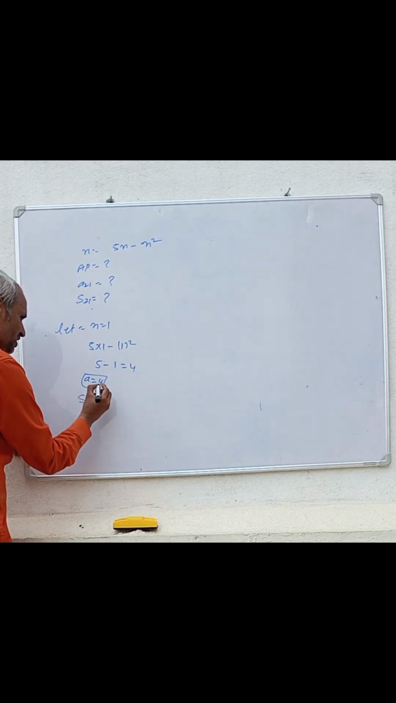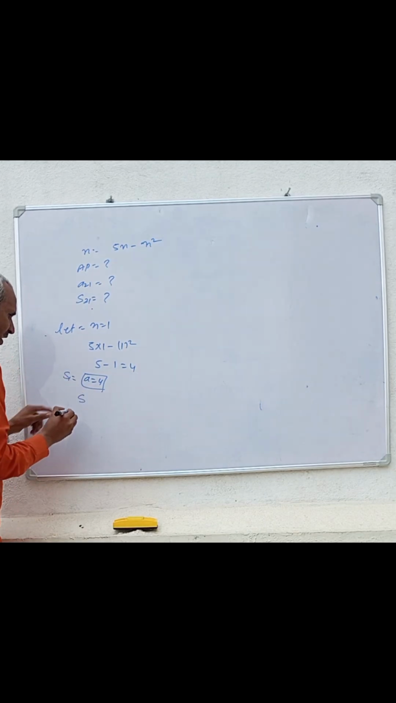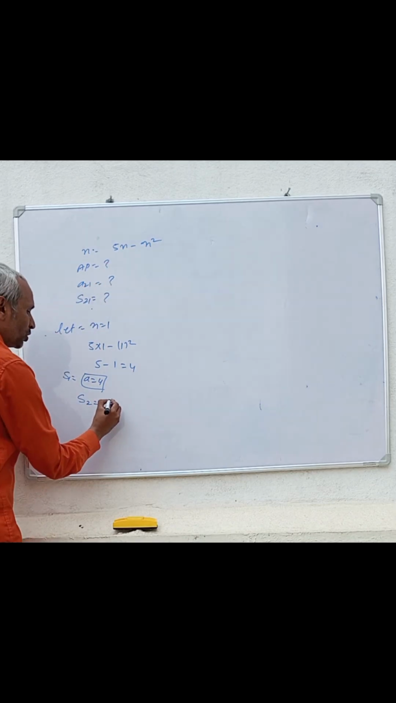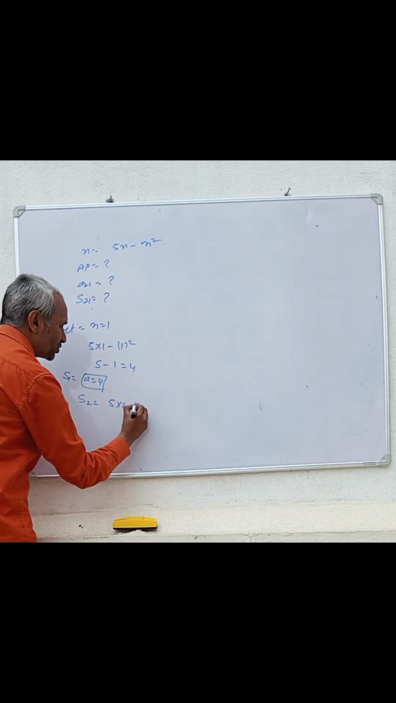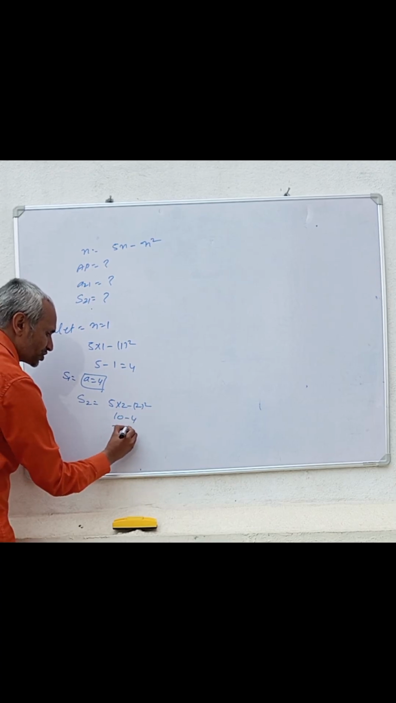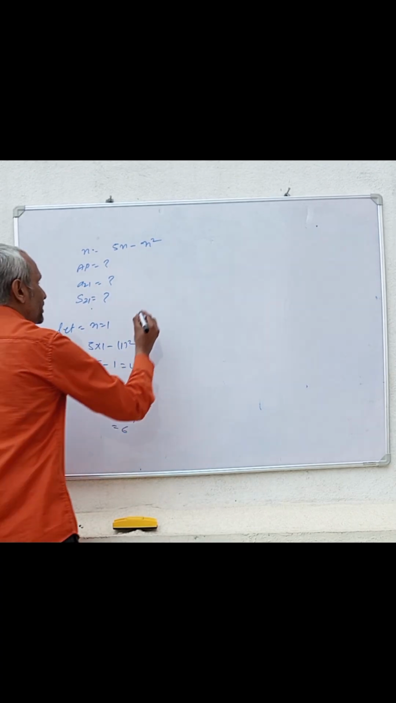S2 means S1 or A, same thing. S2 we are finding, so we keep n is equal to 2. 5 into 2 minus 2 square. Then 5 twos are 10 minus 4, 2 square is 4, is equal to 6. Means S2 is equal to 6.